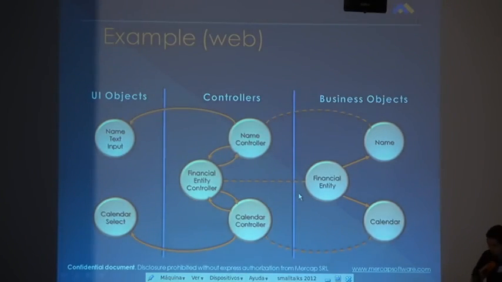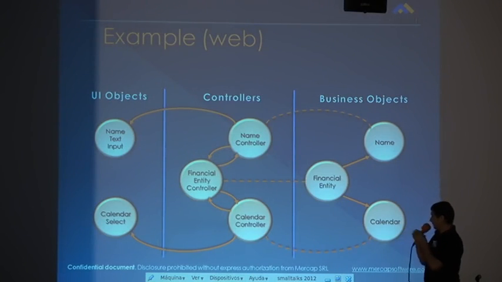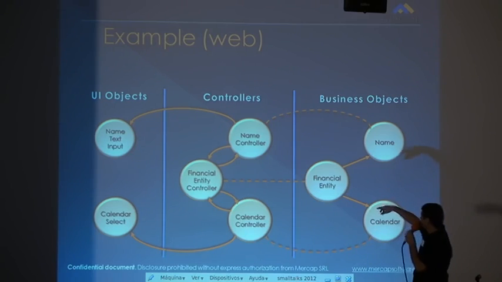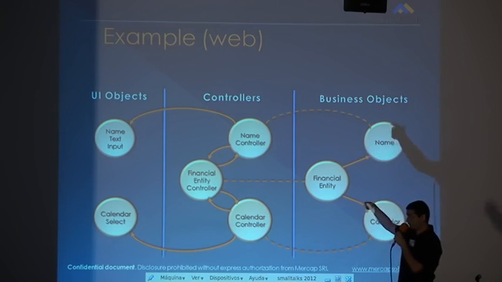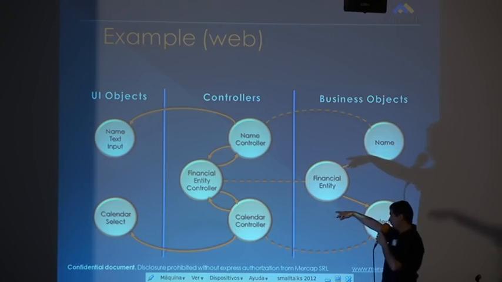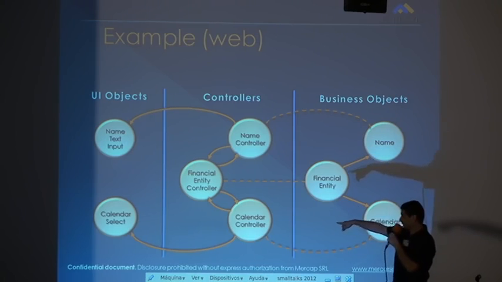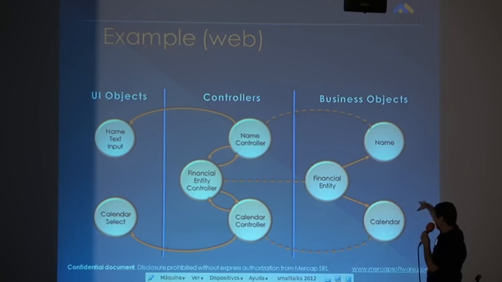Let's see which are the differences with the object diagram in this case. Instead of a text box for the name, we have the web equivalent, which is the text input. And instead of the calendar combo box, we have the calendar select. Yes. Of course, the business objects are the same.